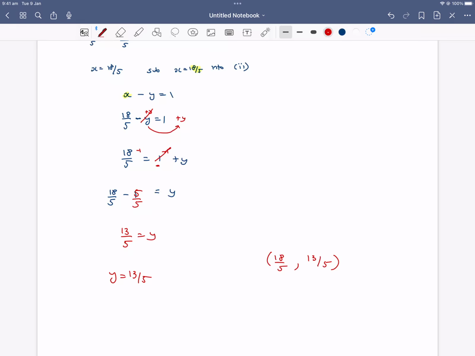Perfect. Well, hopefully you feel a bit better at solving simultaneous equations using elimination.